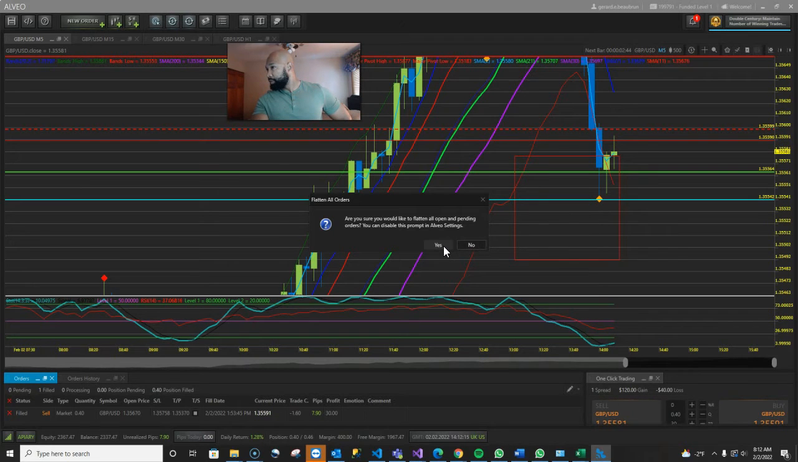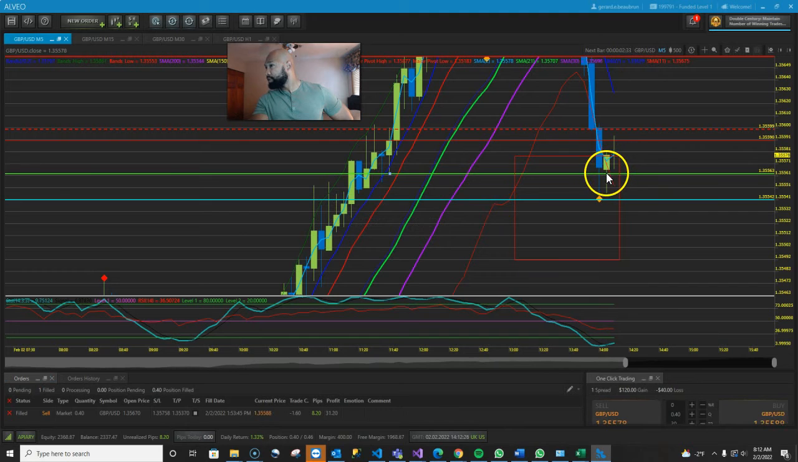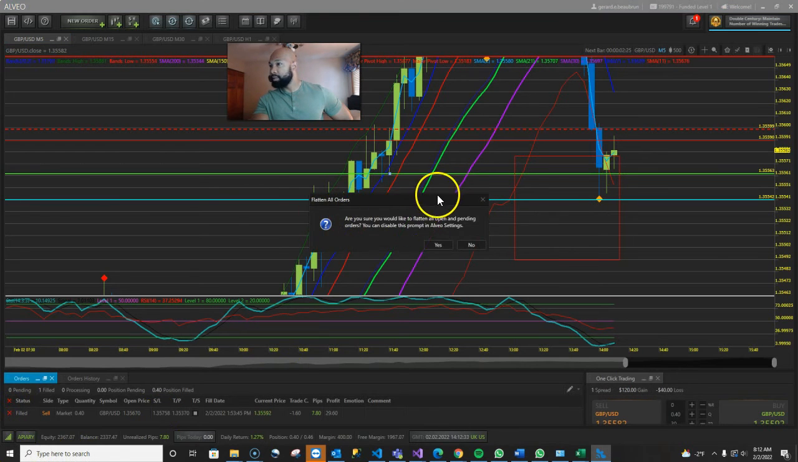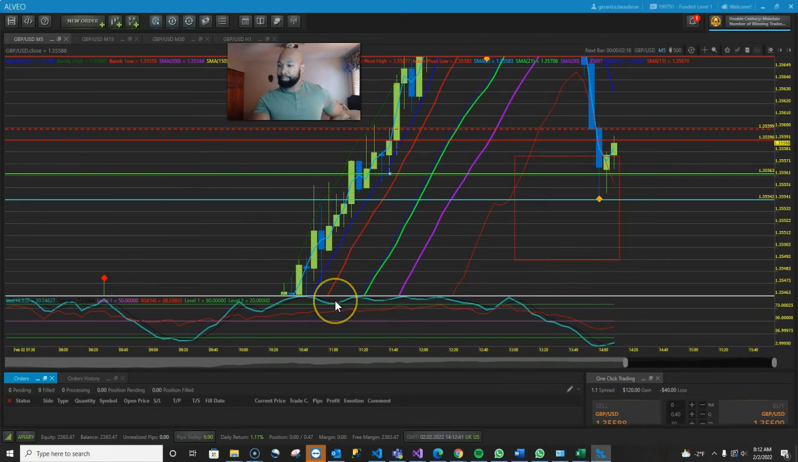Okay, it's retreating. I will feel safer if it retreats past the opening of this candle here. I will feel safer. But until then, I'm one hand on the close. Okay. This is not looking good. Okay, I'm out.